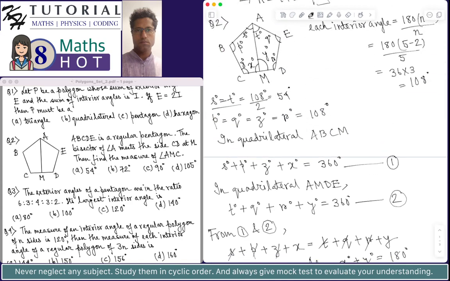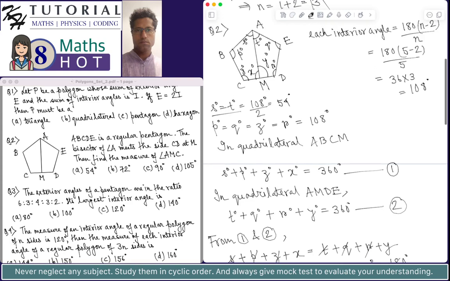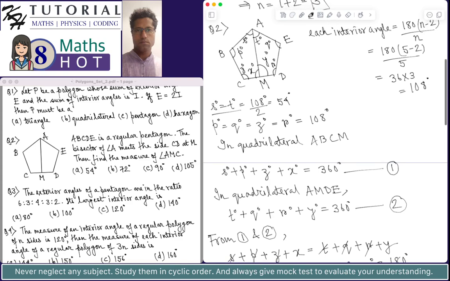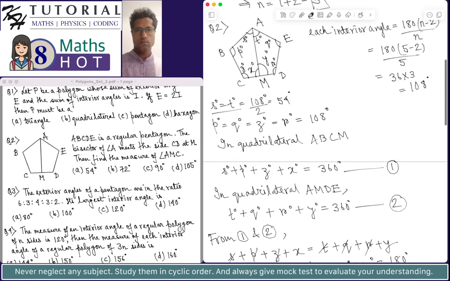So basically we used the concept that the sum of all internal angles of a quadrilateral is 360 degree, and we considered the two adjacent quadrilaterals, that is ABCM and the other quadrilateral AMDE. Since the sum of their internal angles will be equal, we equate them, and we also know that some angles will cancel out because they are just the internal angles of the given regular pentagon.